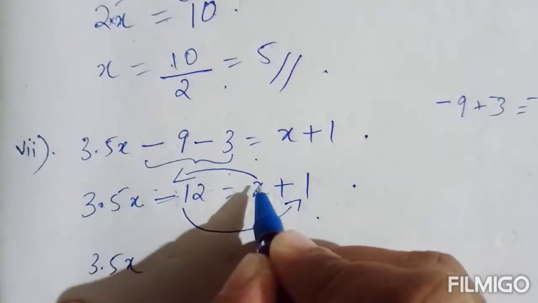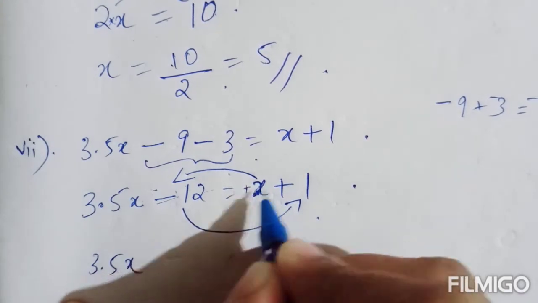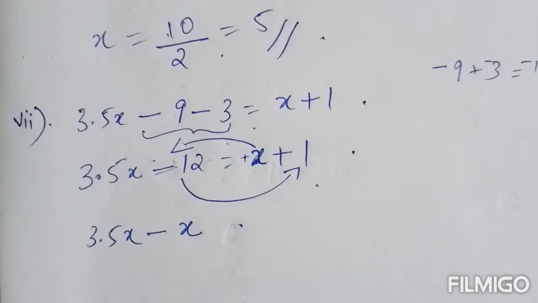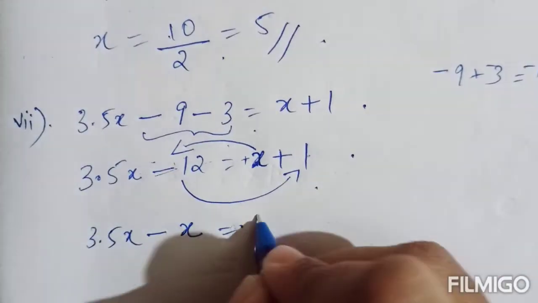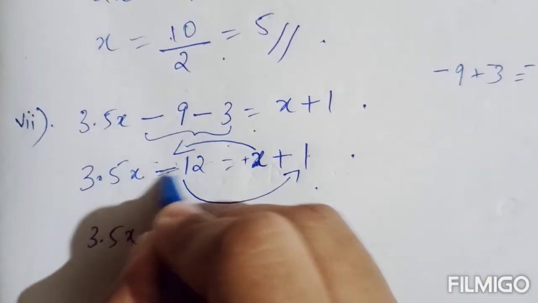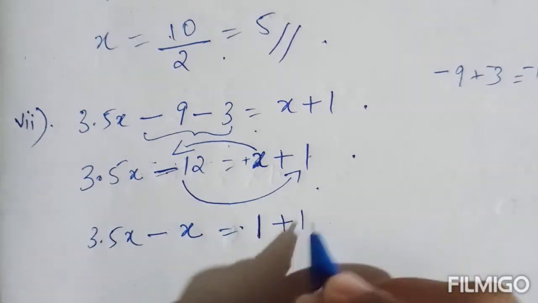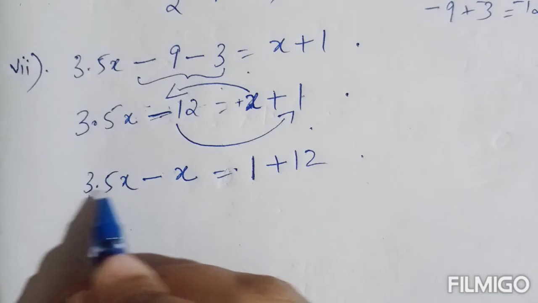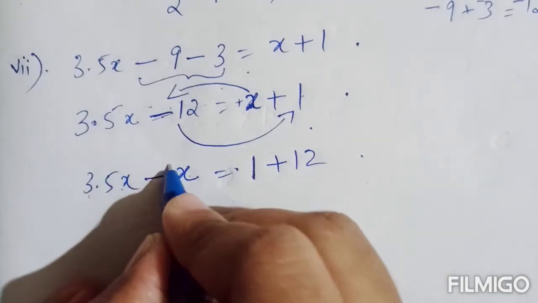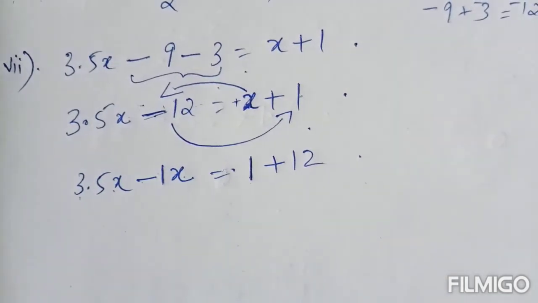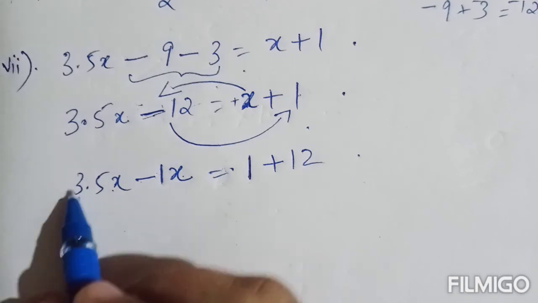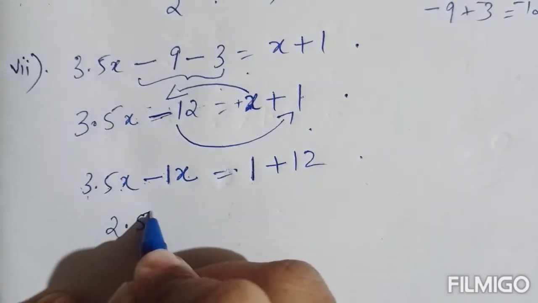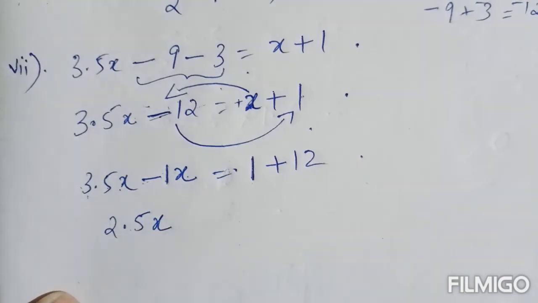So 3.5x, x, simply x means positive x, on taking to other side, it will be minus x, equal to 1 is there, minus 12 on taking to other side, it will be plus 12. Okay, now 3.5x minus x, that is 3.5 minus 1 x. You can subtract, they are like terms. 3.5 minus 1, it is 2.5x. Variable is x.